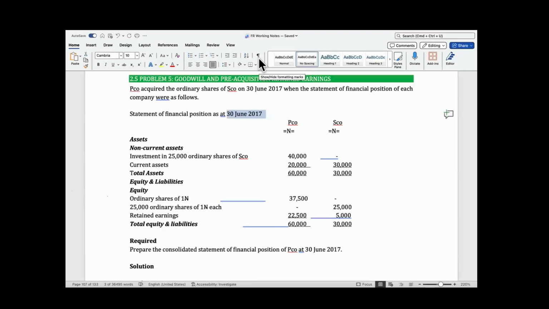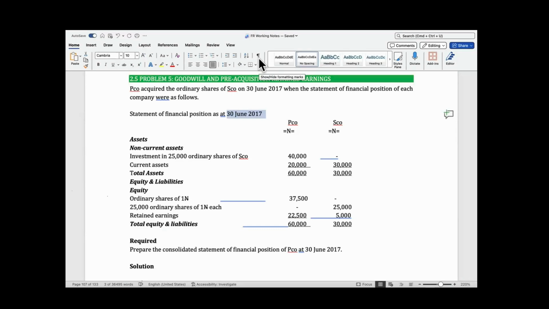Let me try, sir. Ordinary share. Yeah, the ordinary share is going to cancel out. The 25,000 ordinary shares is going to cancel out against the 25,000 of ESCO. Then the remaining, I don't get.